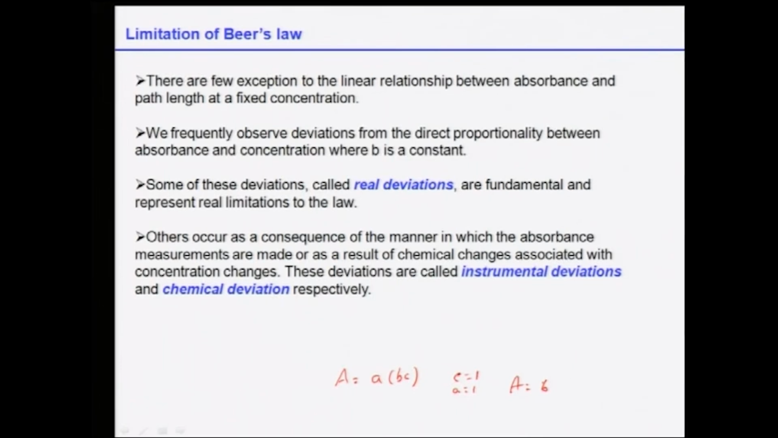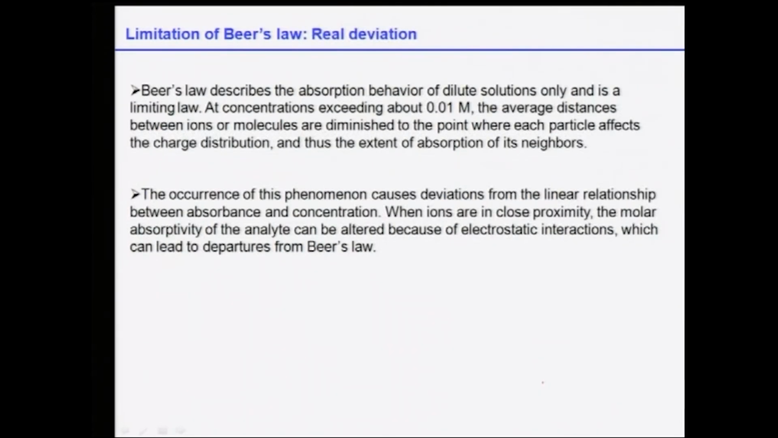These deviations can be either real deviations, which are fundamental, and we need to talk about these limitations very clearly. You can also have limitations as a consequence of the absorption measurements, like a result of chemical changes associated with concentration changes. There can be instrumental deviations or chemical deviations. So, we will discuss one by one. First and foremost is the real deviations. As I said, Beer's law describes the absorption behavior of dilute solutions only, for your kind information, and it is a very limiting law like Raoult's law.